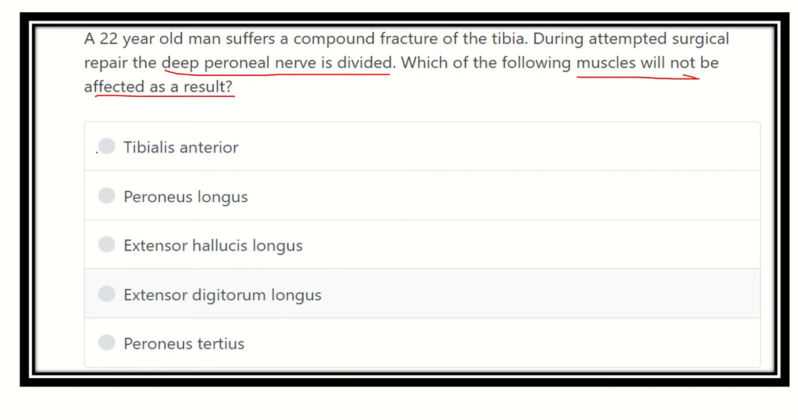Here the options are tibialis anterior, peroneus longus, extensor hallucis longus, extensor digitorum longus, and peroneus tertius.